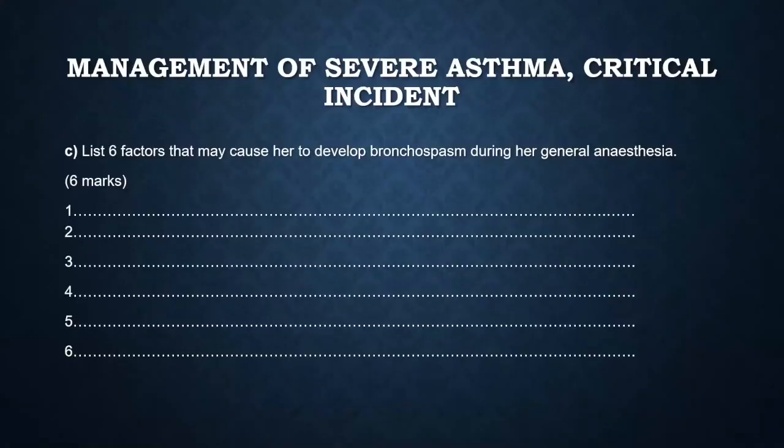Then the next part of the question, list 6 factors that may cause her to develop bronchospasm during GA. Whenever you are asked for factors, you should broaden your mind. The factors could be patient factors, surgical factors, anesthetic factors. You always classify them. Then you can find more and more options to put in your answer sheet. So you could write down 2 patient factors, 2 surgical factors, and 2 anesthetic factors, and that should answer your question. Or you can just find any 6 factors that you think are most important.